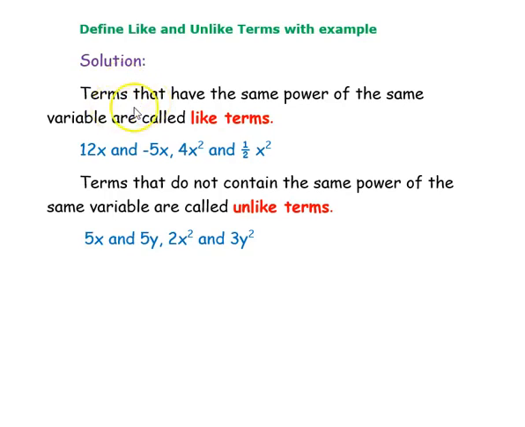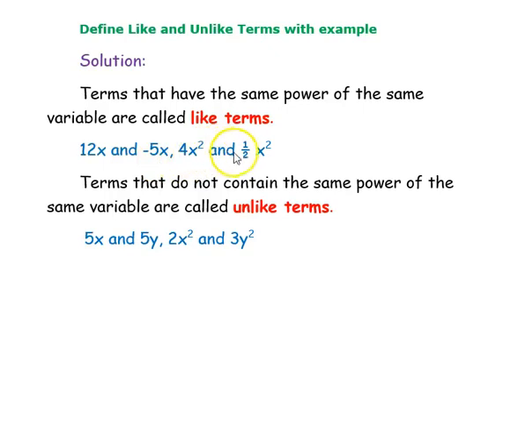Solution: terms that have the same power of the same variables are called like terms. Suppose here x is a variable, then here the power of x is 1. And suppose if you have another variable, that variable should also be x and whose power is also 1. Then we will call that type of term as like term. Say, example 12x and minus 5x.